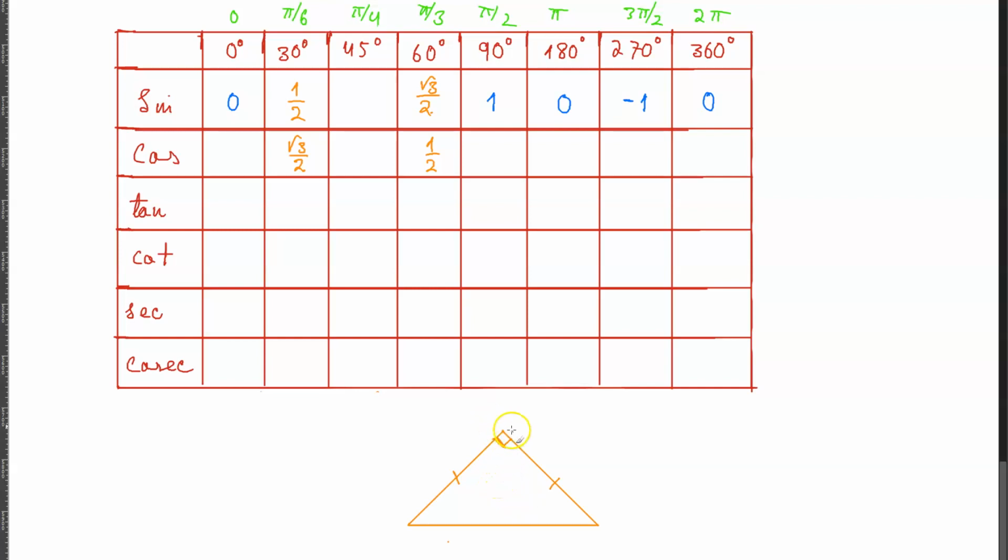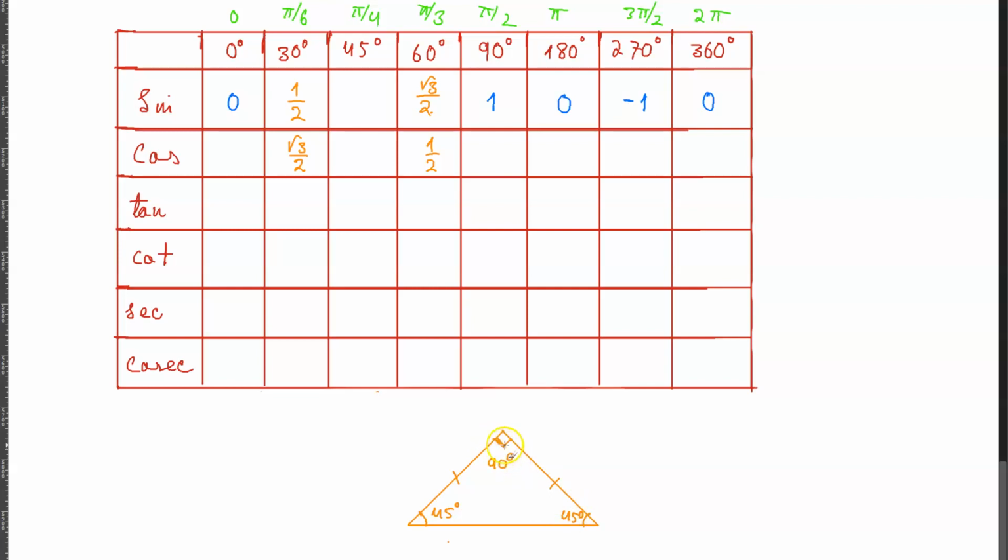So if this angle is 90 degrees, then this angle, of course, since it's an isosceles triangle, is going to be equal to this angle, meaning that this is a 45 degree angle, this is a 45 degree angle. 45 plus 45 is 90, 90 plus 90 is equal to 180 degrees, right?